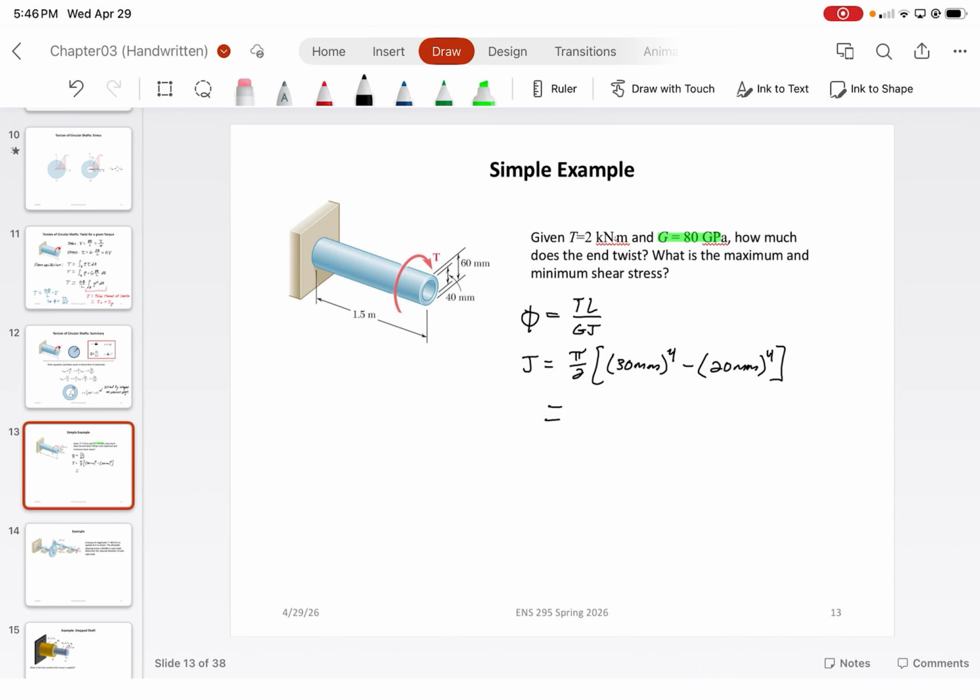This gives us some outrageously large number, 1.021 times 10 to the 6 millimeters to the 4th, which when you do the conversion equates to 1.021 times 10 to the negative 6 meters to the 4th.